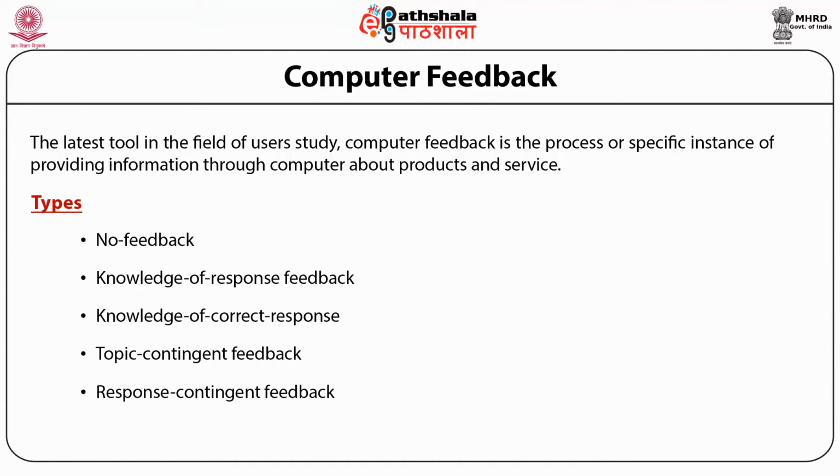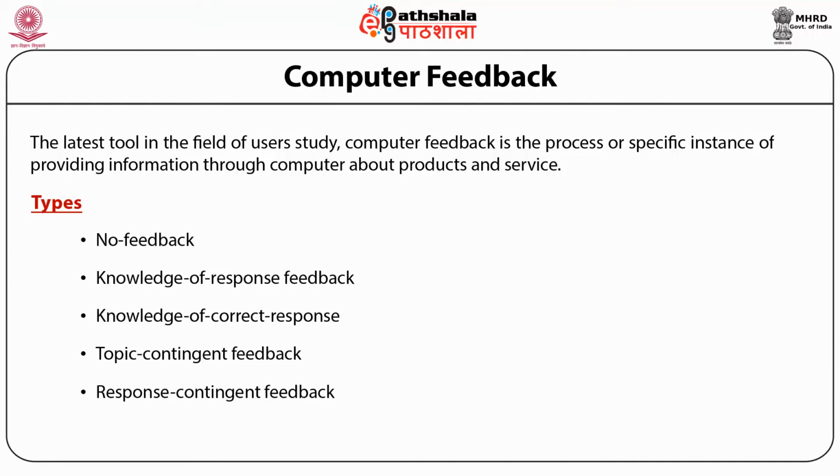The second one is knowledge of response feedback. In this method, user responses can be obtained about the correct and incorrect status of each question, but it does not inform the student about the correct answer. Knowledge of correct response: through this, users' responses can be obtained about the correct and incorrect status of each question, and the user is also provided the correct answer. The fourth one is topic contingent feedback.